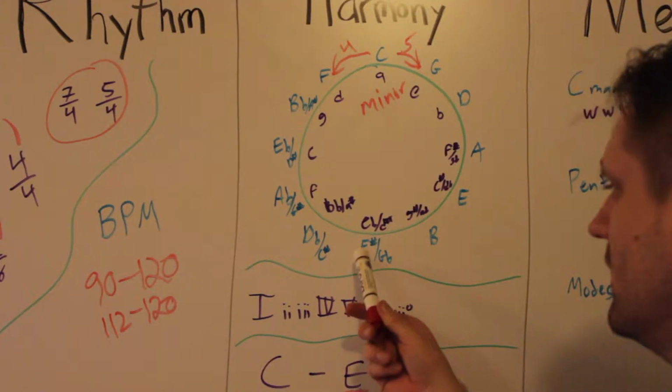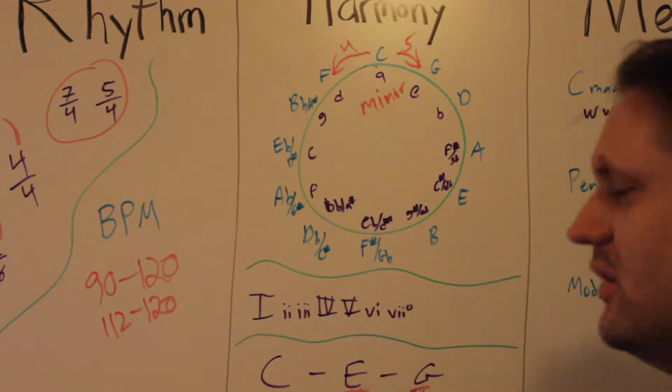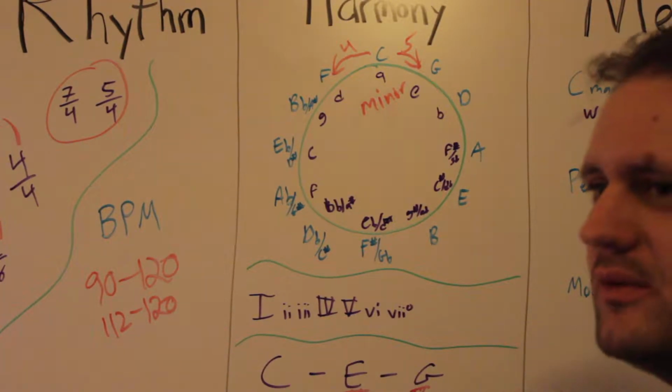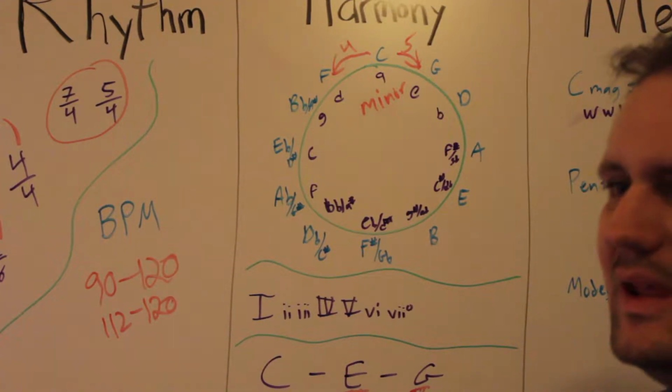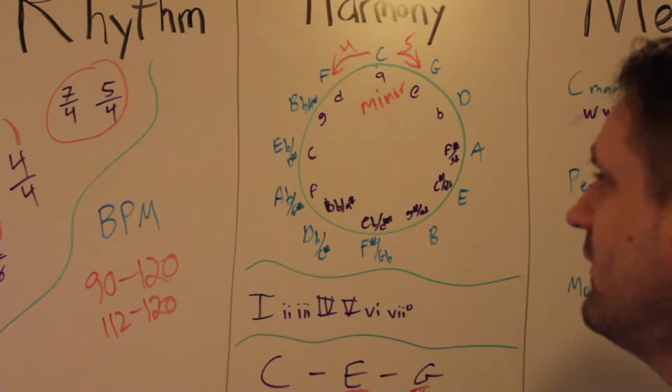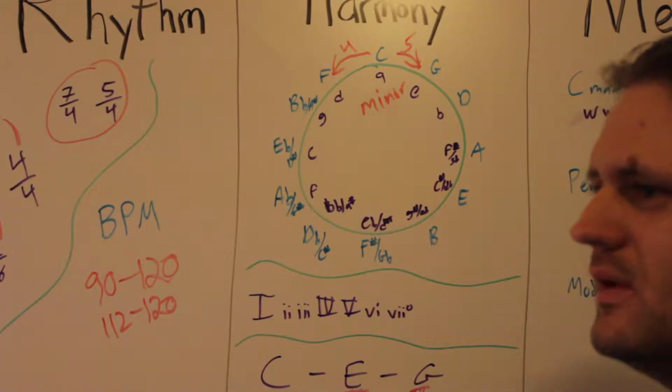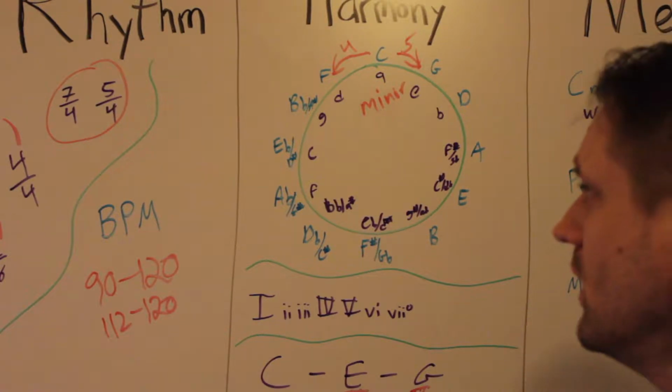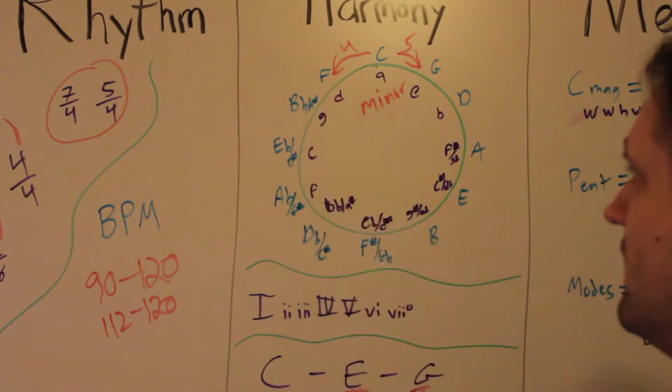Now, one of the things you'll notice is something like an F sharp and a G flat. Those are the same notes. It just really depends on the key that you're actually in. But any sharp note is also a flat note. So B flat is A sharp.